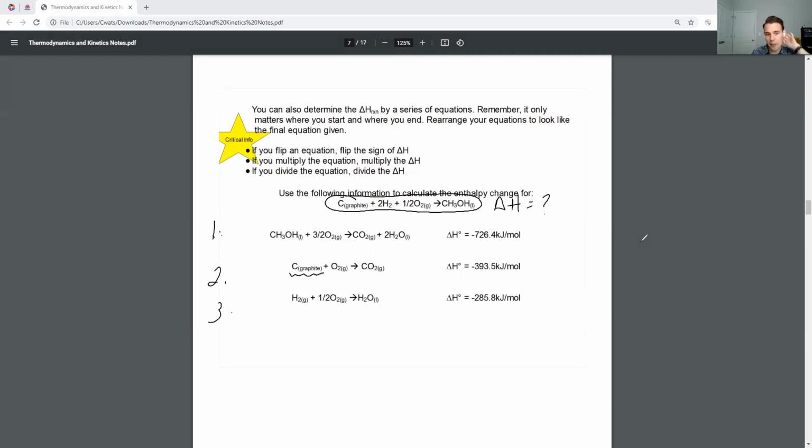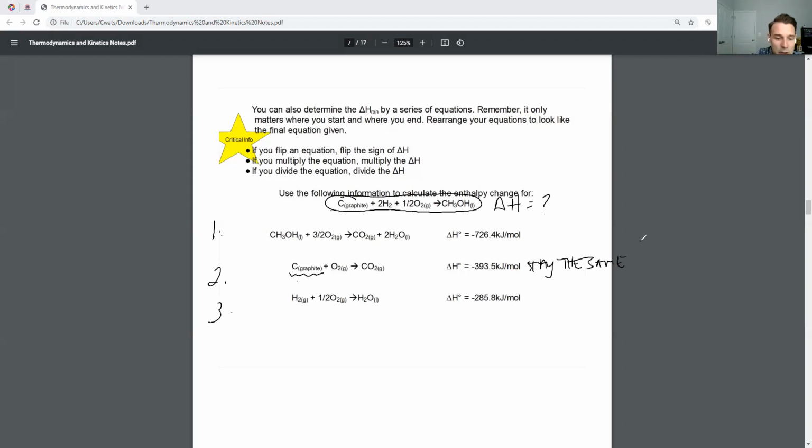It's only in the second equation. So then you have to ask yourself two things. Is it on the correct side? I want it as a reactant in my final answer. It's a reactant here. Great. Don't have to do anything with that. Then I have to ask myself, do I have the correct amount? I have 1 in my final answer. I have 1 in this reaction. So this one, I don't need to do anything. It's just going to stay the same based off of that graphite, okay?